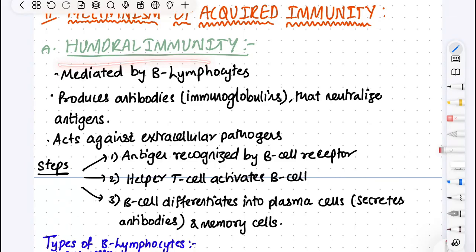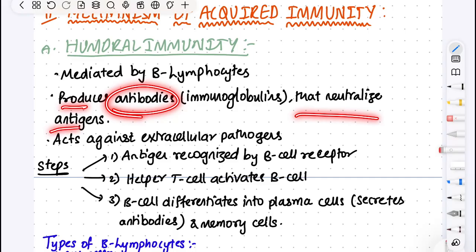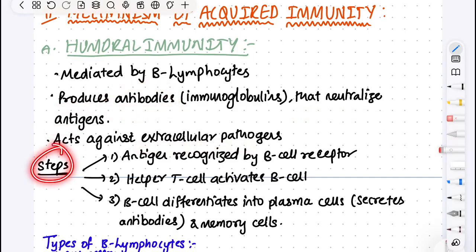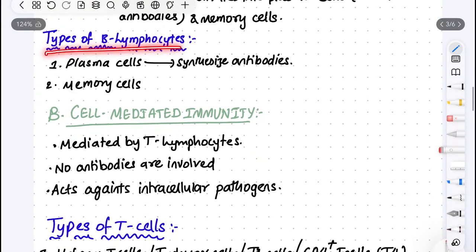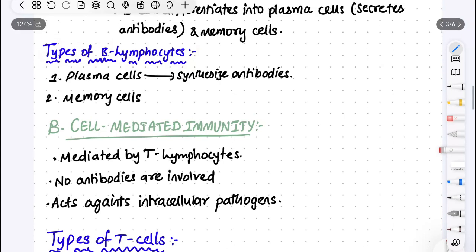First, humoral immunity. It is mediated by B lymphocytes and produces antibodies that neutralize antigen, and it acts against extracellular pathogens. Steps we'll be discussing in the next video. Don't worry about the steps. Next, what are the types of B lymphocytes? We have two types of B lymphocytes, plasma cells and memory cells.